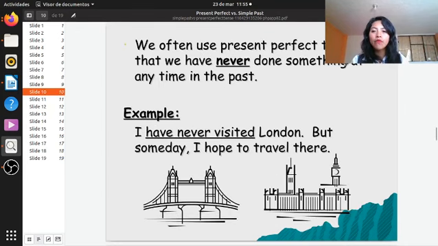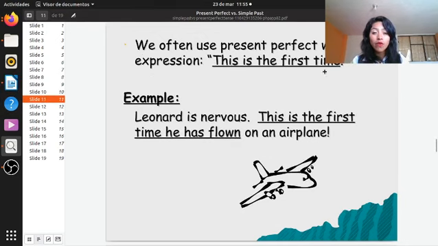We often use present perfect to say that we have never done something at any time in the past. Example: I have never visited London, but someday I hope to travel there, right? It's something that never happened in the past. Okay? And we often use present perfect with the expression this is the first time. When we have these expressions, remember we have to use present perfect. Excellent, very good. Example: Leonard is nervous. This is the first time he has flown on an airplane. Very good. Remember, we use the present perfect structure.